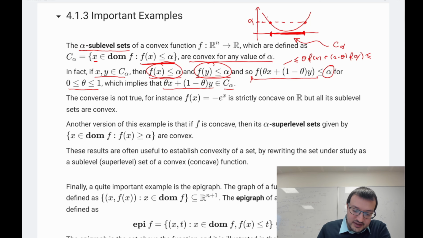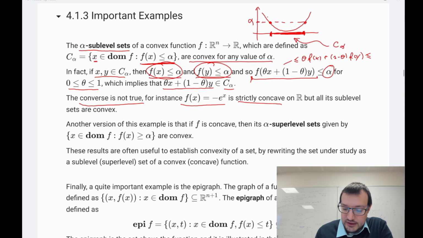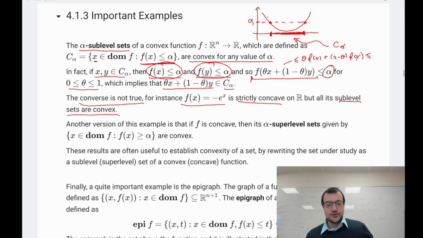Okay, the converse is not true. There are functions which, for instance, let's consider e to the power minus e to the power x. This function is strictly concave because it's the negative of a strictly convex function. But if you consider the sublevel sets, they are convex. So a function that is convex has all the sublevel sets convex, but the converse is not true.